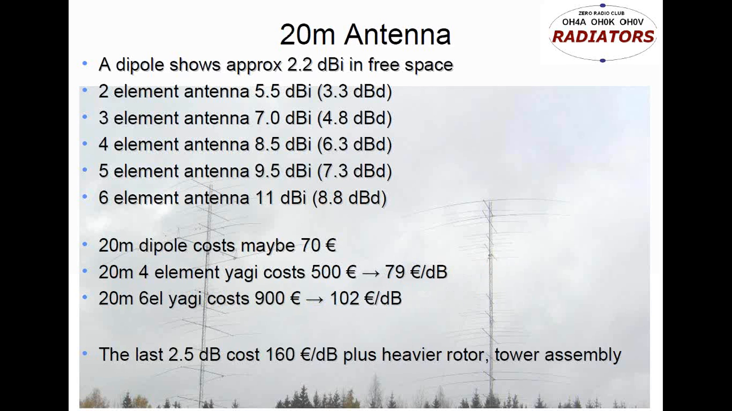Then going to 20 meters, so I'm skipping the 15 analysis. Going to 20 meters, you are going to be doubling your money per decibel. And now you can see that the 6 elements is going to be costing more. Now you can see a bigger figure, like the last 2.5 decibels will be costing 160 euros a dB. But now remember what I said about the power amplifier. This is very small money. So investing in your antenna is always good, because this is going to help you also with receiving.